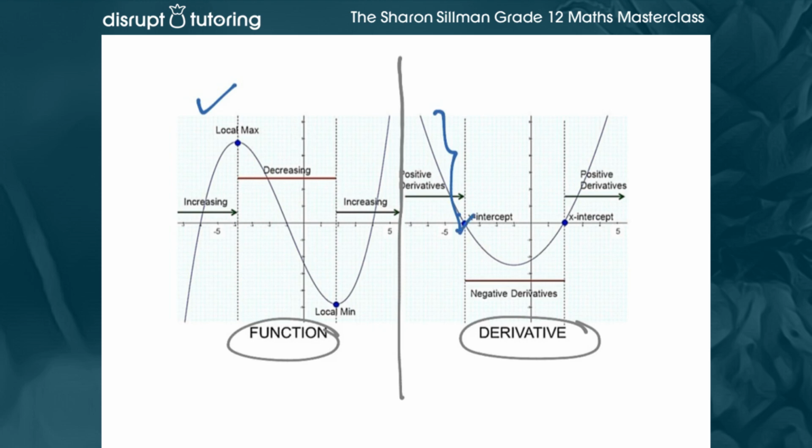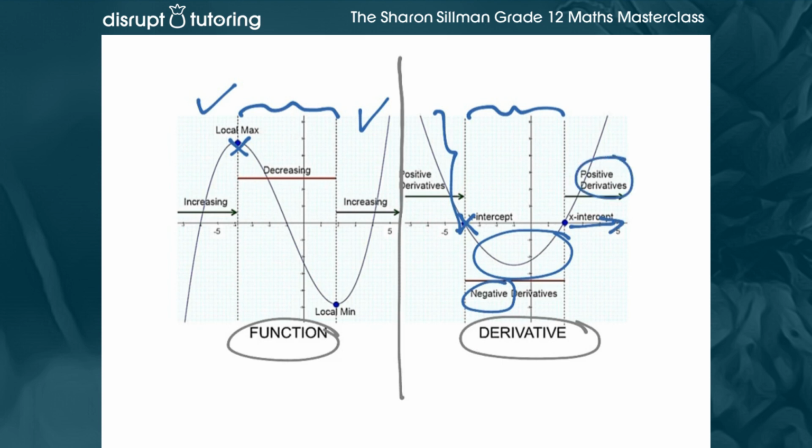And until the point, this one was the x-coordinate of the turning point, and on this side it goes to the x-intercept of the derivative. And then we have this whole section where the function is decreasing, and over those same x values the derivative is below the x-axis, so therefore it is negative. Then we have this area here where the function is increasing again, and for the same x values the derivative is positive. It's really important that you have a good understanding of that.